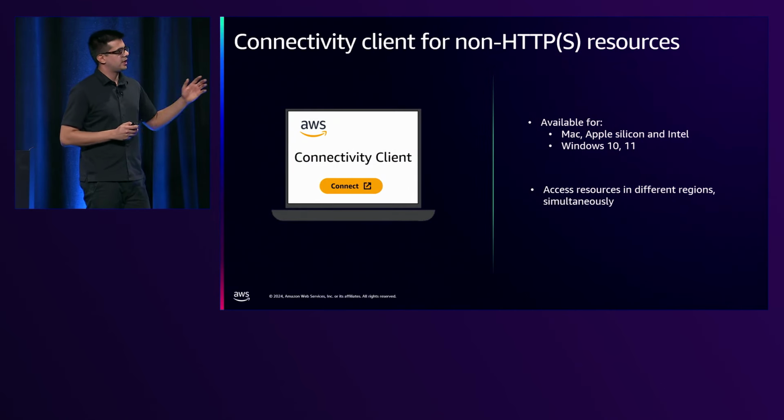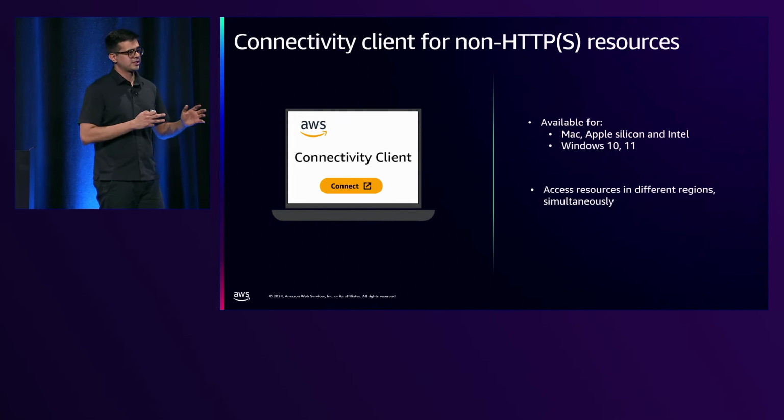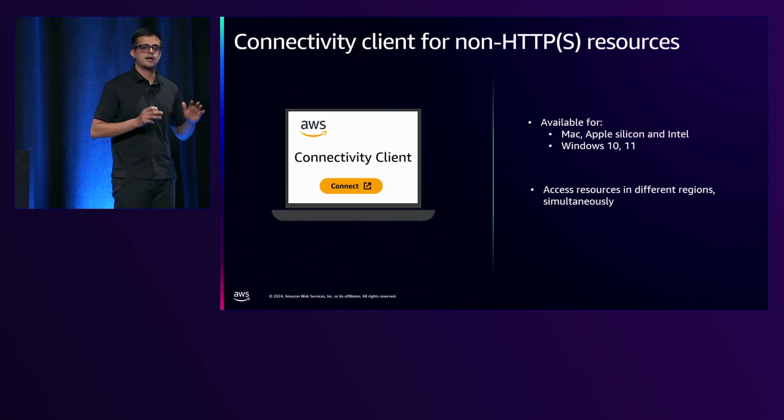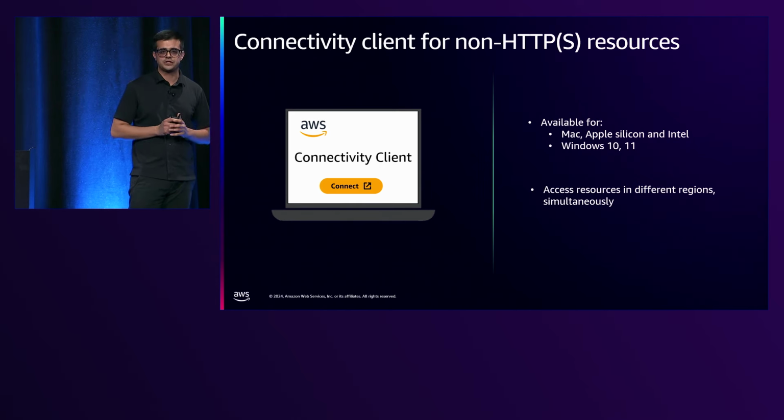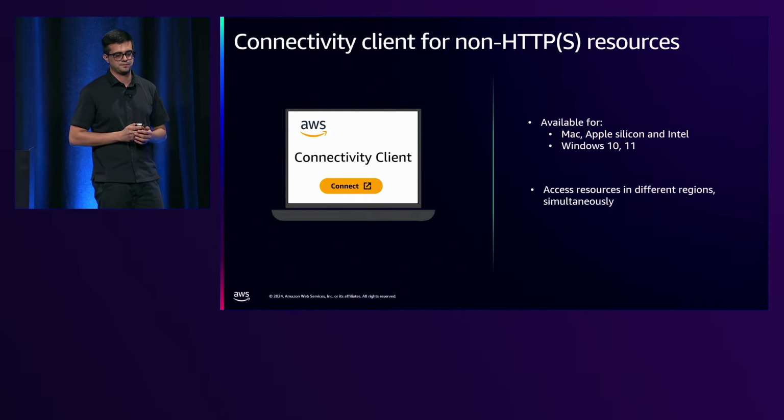We're launching support for Mac with both Apple Silicon and Intel chips, as well as Windows 10 and 11. Using the connectivity client, your users can access applications in multiple regions simultaneously. So from an end user perspective, they connect once and access whichever resource they have to without worrying about where the resource is hosted.